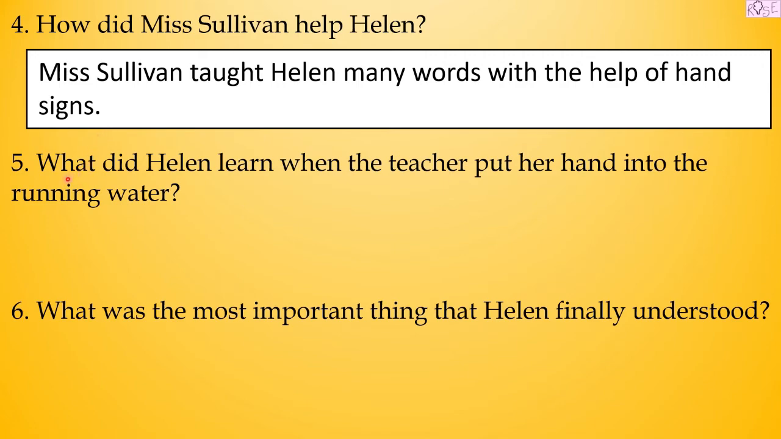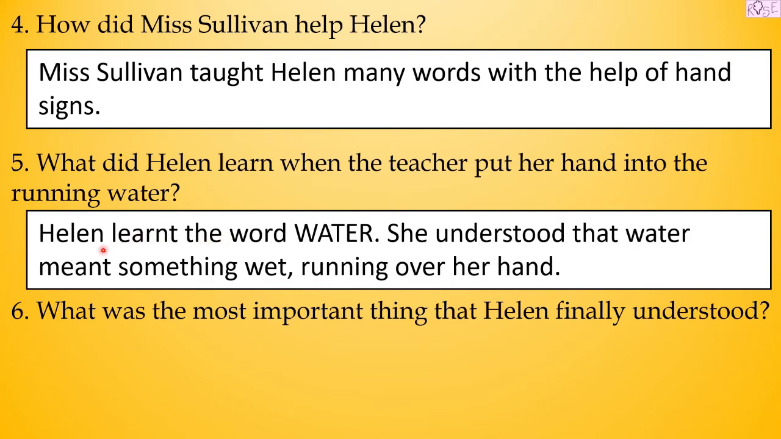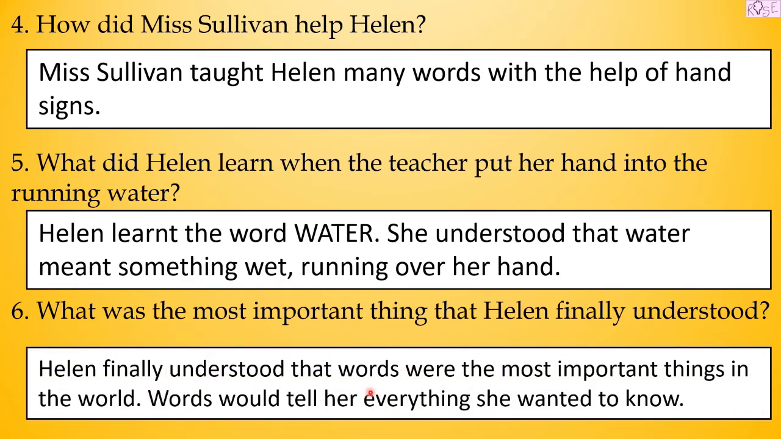Next question is, what did Helen learn when the teacher put her hand into the running water? Helen learned the word water. She understood that water meant something wet running over her hand. Last question is, what was the most important thing that Helen finally understood? Helen finally understood that words were the most important things in the world. Words would tell her everything she wanted to know.